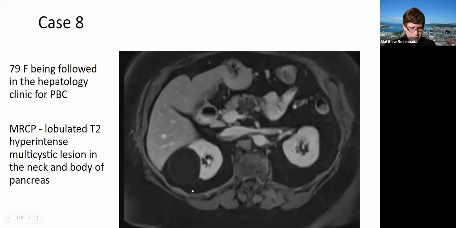All right, case 8, 79-year-old woman being followed for primary biliary cirrhosis. She got an MRCP as part of her general workup, and it showed a multilobulated T2 hyperintense multicystic lesion in the neck and body of the pancreas. We did get a cytology on this. 9 times out of 10, your cytology is going to be negative on these cases. You're going to get blood, you're going to get histiocytes.